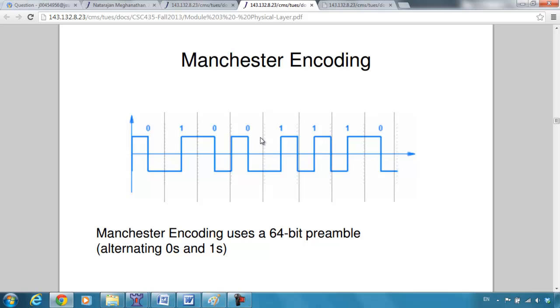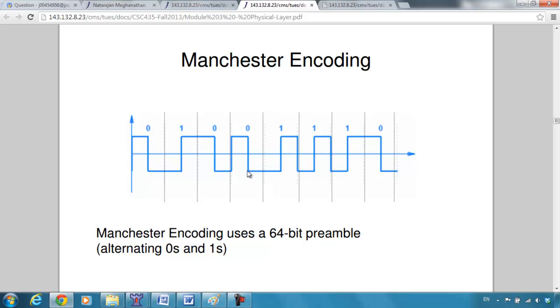so let's say you want to send this. So in Manchester encoding, a transition from a positive to a negative voltage level is considered as sending bit 0, and a transition from a negative to a positive voltage level is considered as sending bit 1. So if you want to send this bit sequence, then you send this 0 from positive to negative, and then negative to positive for 1, then positive to negative for 0, and again at the beginning of this time slot, you go back to positive.